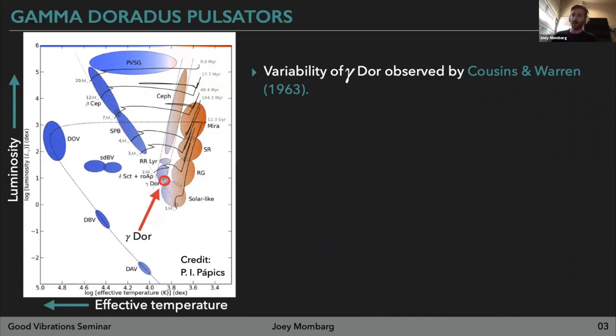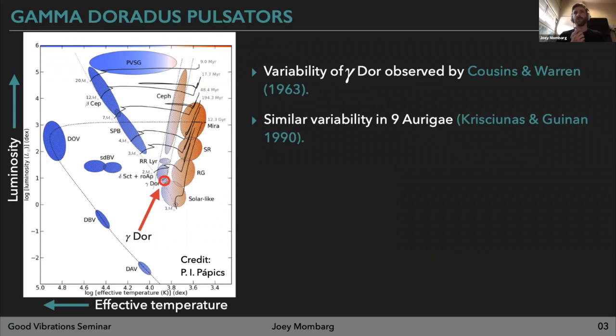All right, so a small history lesson on gamma Doradus stars. The prototype gamma Doradus variability was already discovered in the 60s by Cousins and Warren. About 30 years later or so, similar variability was observed in another star, but star spots could not yet be ruled out as the cause of this variability. Only in 1999 was this type of pulsator class officially defined, where the variability was recognized to come from high radial order, low spherical degree gravity modes.